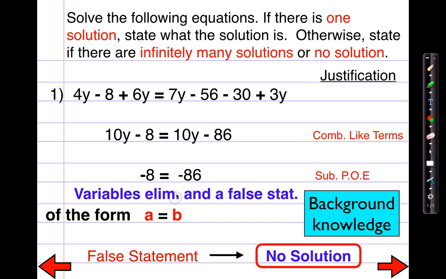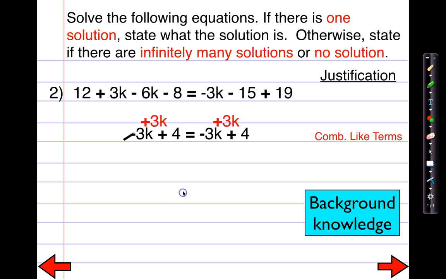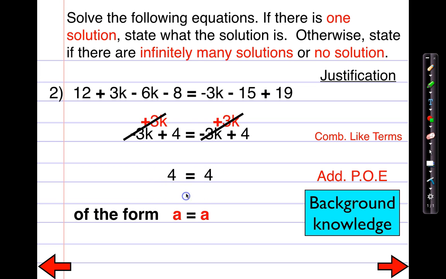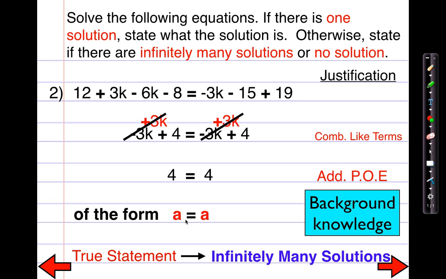Now, what if instead it looks like this? Then what are we going to claim our answer is? Well, in this case, this is a true statement. It's in the form A equals A. So here I'd actually say my answer is infinitely many solutions. Okay.